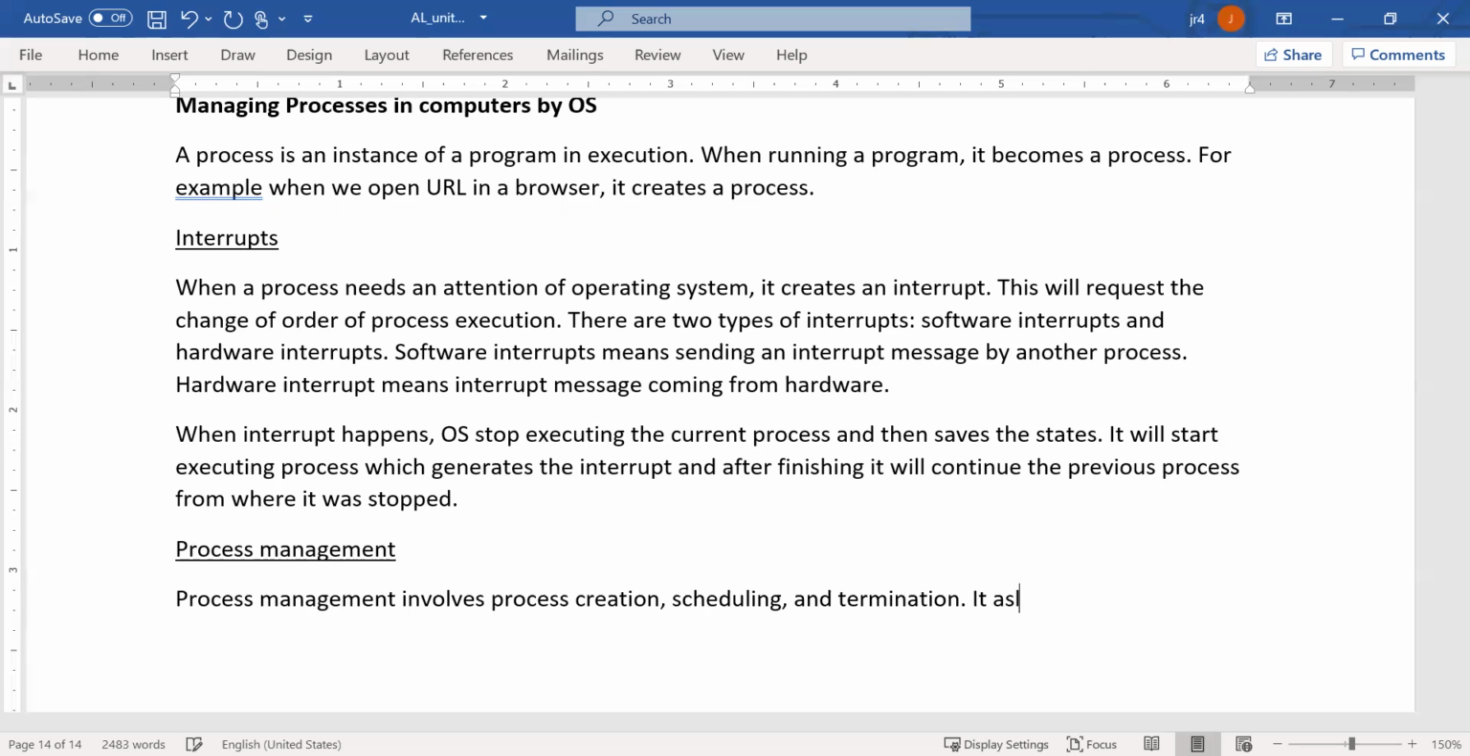It also protects resources allocated to each process and synchronization among processors.